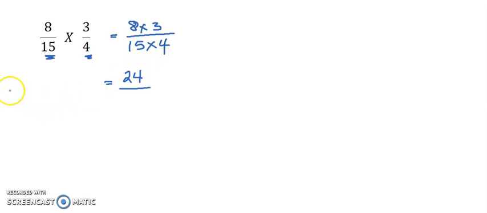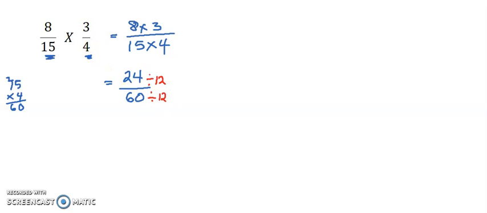And 15 times 4, if you need to do 15 times 4 on the side, feel free to do that. 4 5s are 20, 4 1s are 4, plus 2 is 6, so 60. 24 over 60. Again, we know that we can't leave 24 over 60. We can simplify that because we can divide 24 by 12, and we can divide 60 by 12.